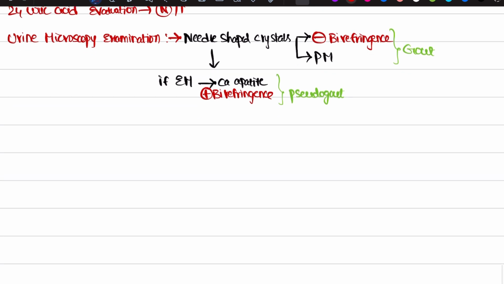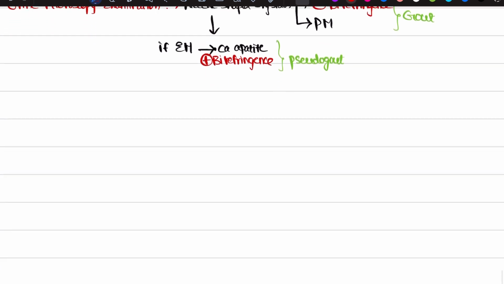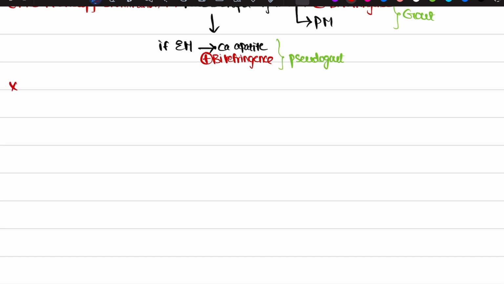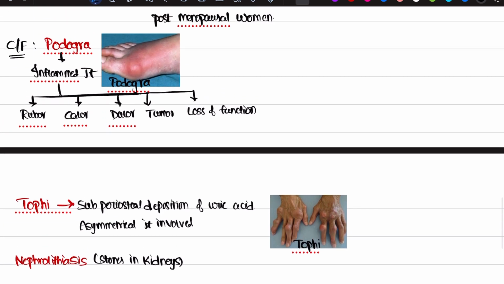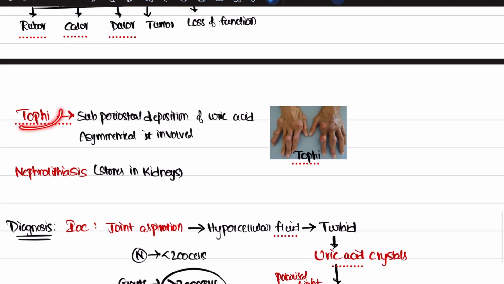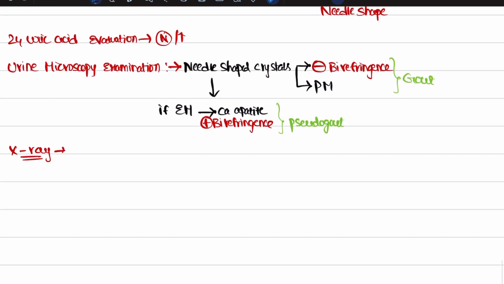After this, you will also do an X-ray. Under the X-ray, what you'll find is the Martel sign. I know these names look different. Previously I told you podagra and tophi. These two are the new names, and you need to remember one more sign, the Martel sign.